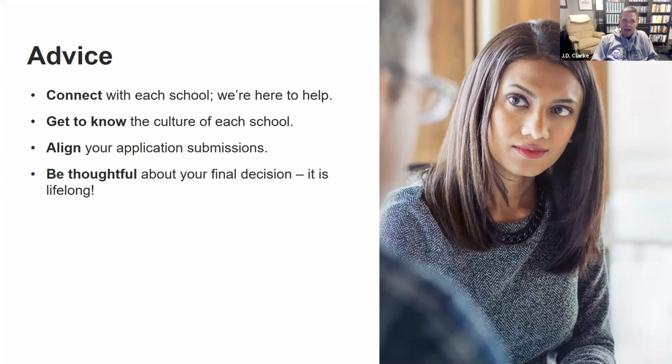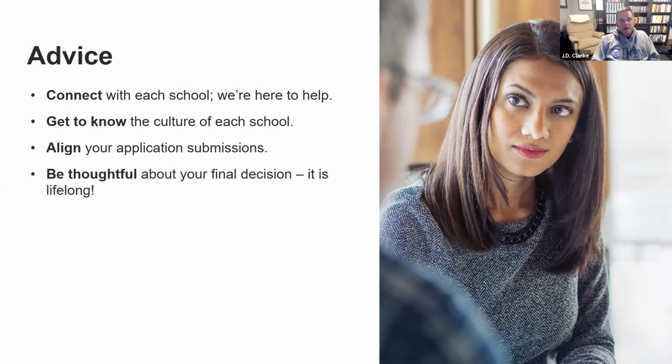We are here, and every school has people like myself. We have three recruiters that work directly with candidates, and every school has that role. It's really important that they're there to help you put your best foot forward. It's really important to get to know the culture of each school.